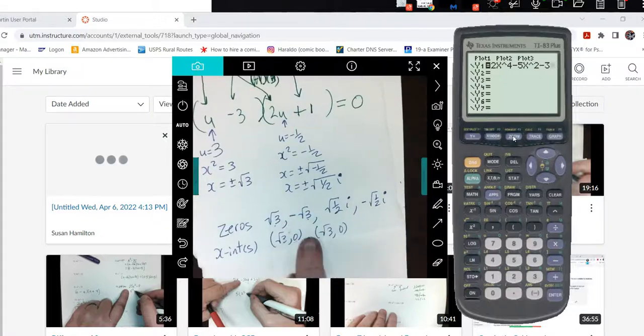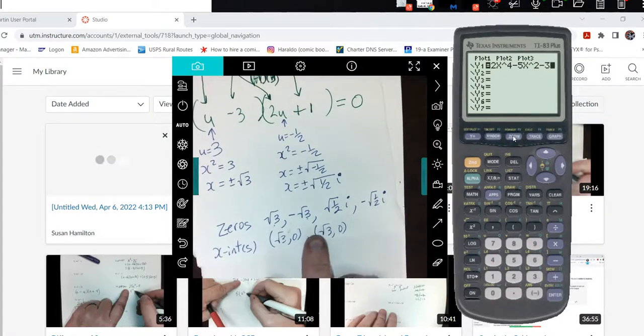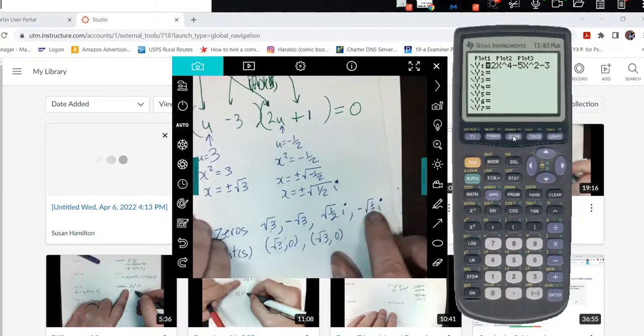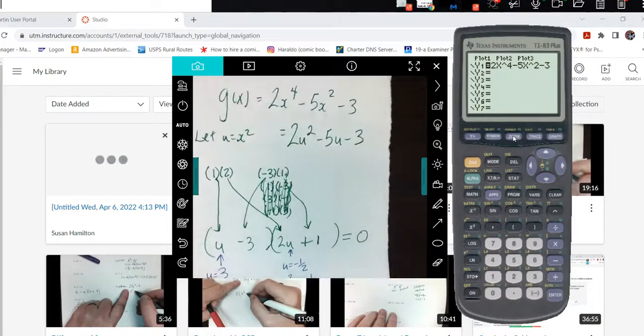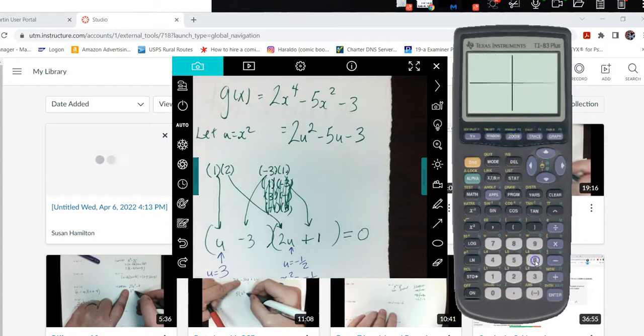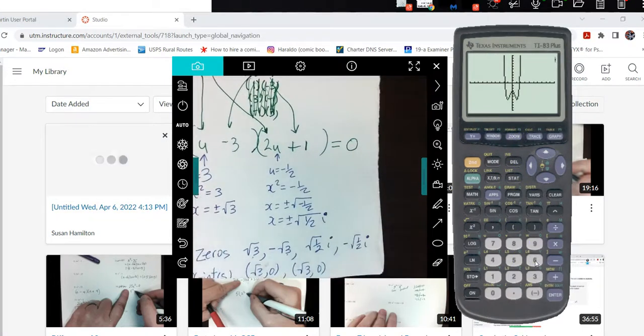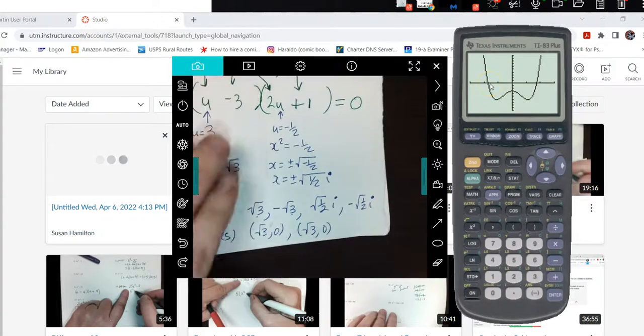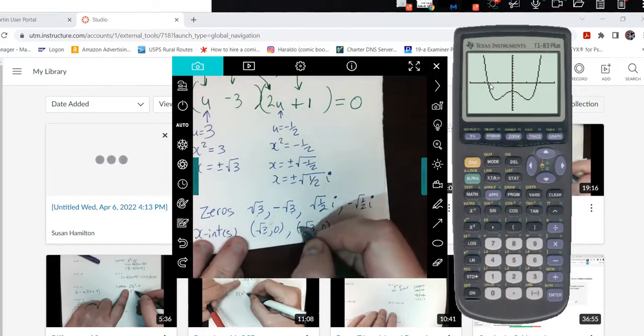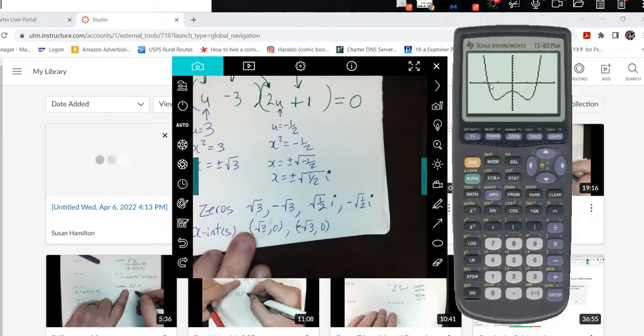When we do that, we're only going to be able to see 2 x-intercepts because that's all we have. So non-real zeros don't show up on the graph. Again, I can refine this window. And so there's my x-intercept at the negative of the square root of 3, and there's my x-intercept at positive square root of 3.